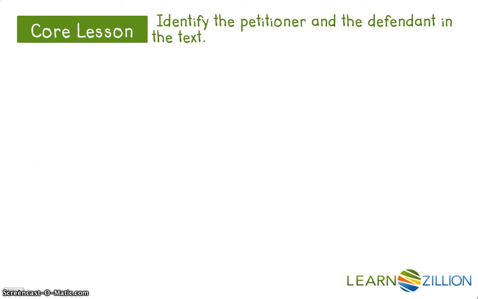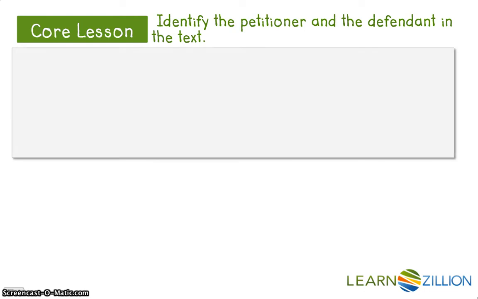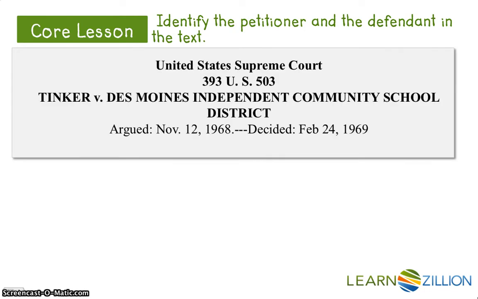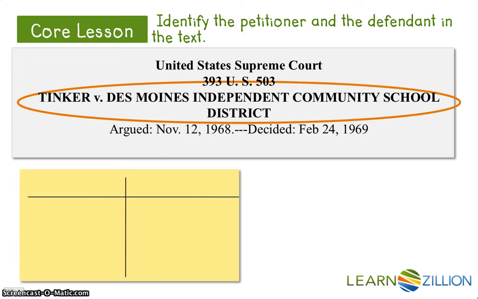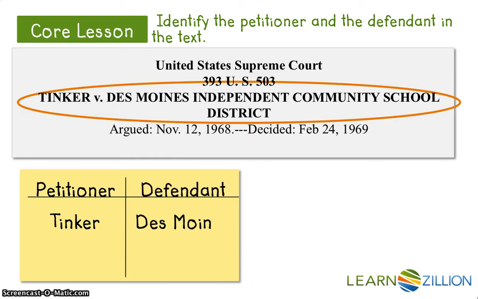Identify the petitioner and the defendant in the text. To do this, you need to look at the title of the Supreme Court opinion, and let's make a note about the petitioner and the defendant. The petitioner is always listed first. In this case, I know that Tinker is the name that represents the group of students and their parents. The defendant is the Des Moines School District.